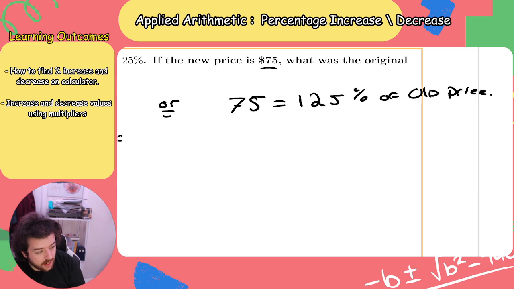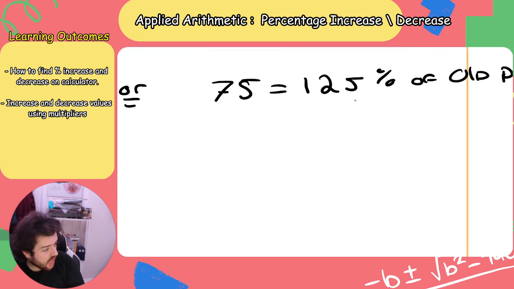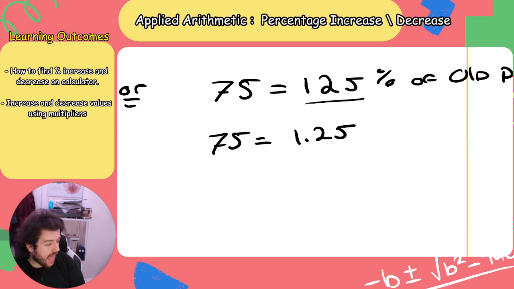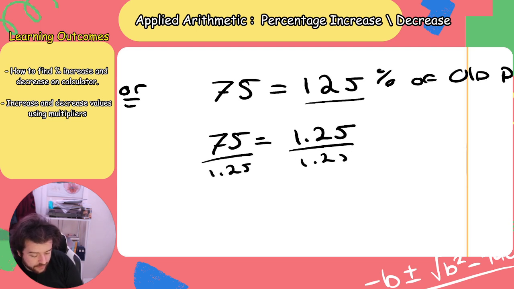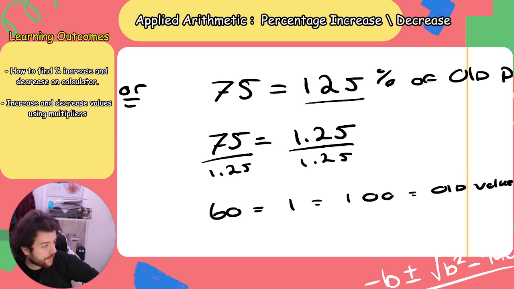So what I want to do here is get 100% on the left-hand side. I'm going to change this to decimals. So I have 75 is equal to 1.25. Now I want 1 on the left-hand side, so I'm just going to divide both sides by 1.25. And that should give me 60 is equal to 1, which is the 100%, which is the old value.